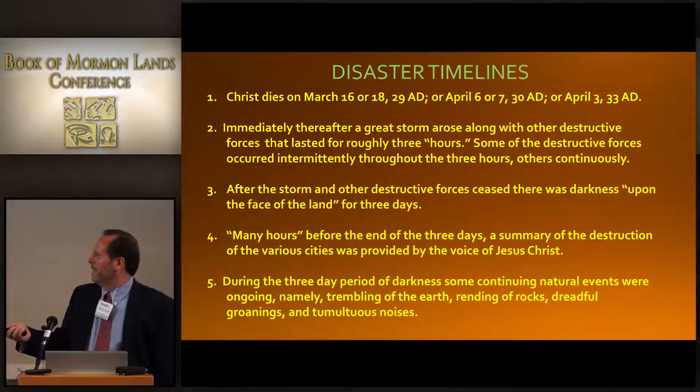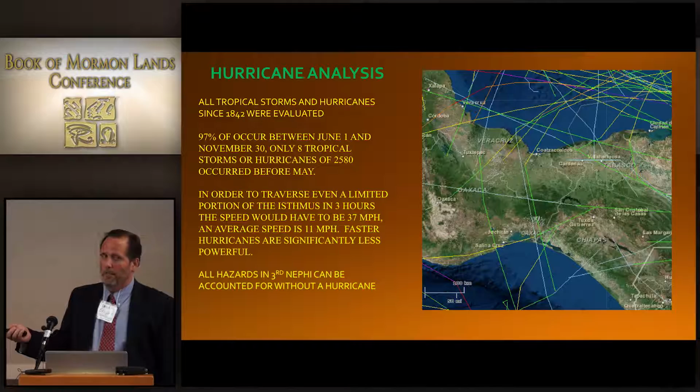The reason it is important is because of season. One thing I wanted to look at was the possibility that the great storm was a hurricane. So this isn't only geology, I also did some Channel 5 weatherman stuff, research. Immediately after the great storm arose, it lasted roughly 3 hours. Some of the destructive forces occurred intermittently throughout the 3 hours, others continuously, if you read it closely. After the storm and other destructive forces ceased, there was a darkness upon the face of the land for 3 days.